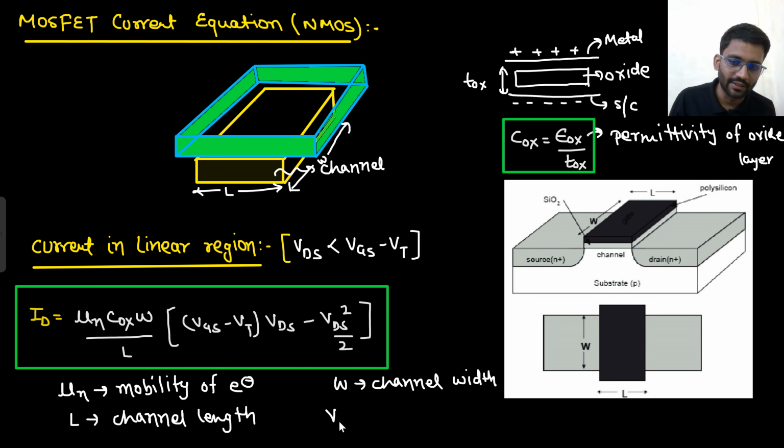What is VT? Threshold voltage. And instead of VT we should write VTN, the threshold voltage of NMOS. So VTN, threshold voltage of NMOS.